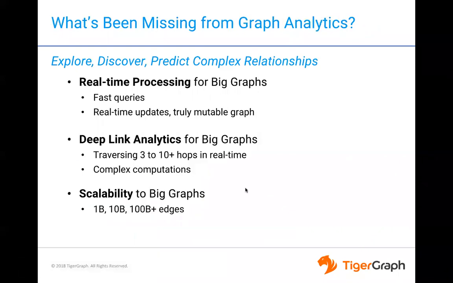However, the idea of graph databases has been around for a couple of years, but they didn't do everything that people wanted. So TigerGraph looked at what was missing in the market, and we came up with these 3 key features that customers needed. They needed real-time processing, they needed Deeplink Analytics, and they needed scalability.